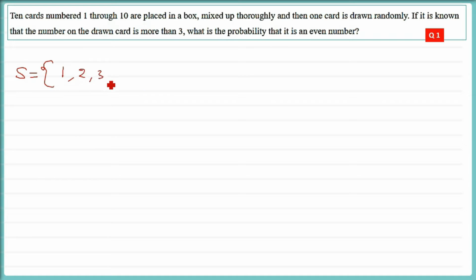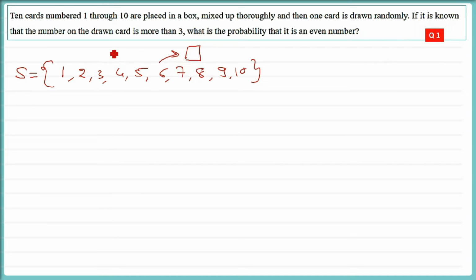So the whole sample space will be 1, 2, 3, 4, 5, 6, 7, 8, 9, 10. Because there are 10 cards, 10 different outcomes can come. And it is thoroughly mixed, so there is no chance that 1 card can come again. Now 1 card is drawn randomly. Any 1 card can be picked up.